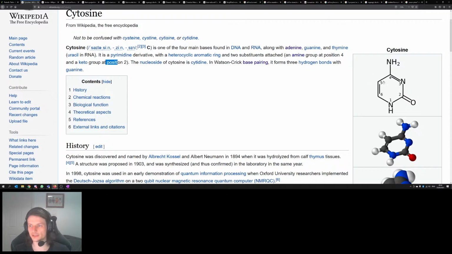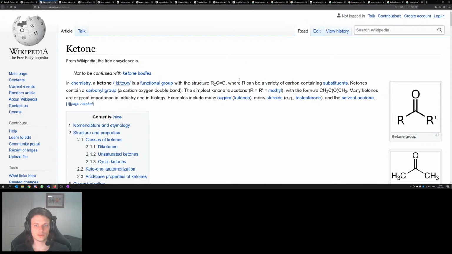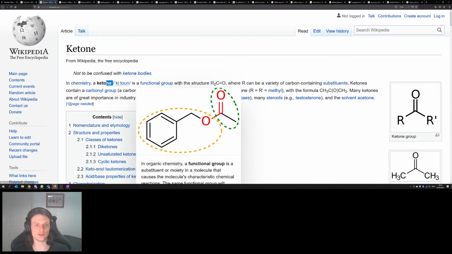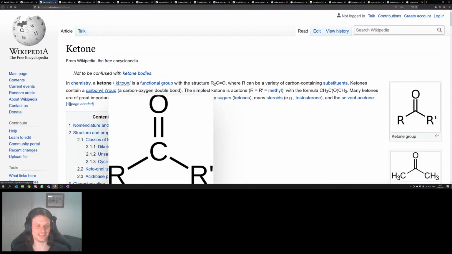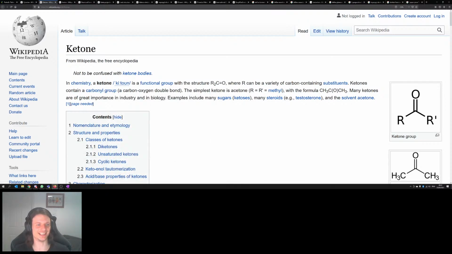and a keto group at position 2. This O. Let's have a look at this. R2C equals O. In chemistry, a ketone is a functional group with the structure R2C equals O. Okay, R2C with a double bond to O, where R can be a variety of carbon-containing substituents. Ketones contain a carbonyl group. Carbonyl. Wow, this is so much harder today. A carbon-oxygen double bond. Okay.